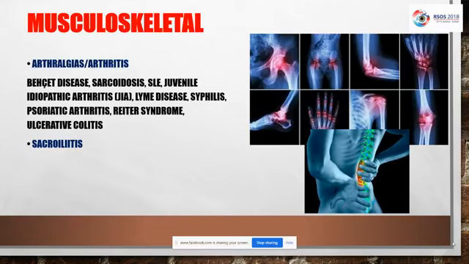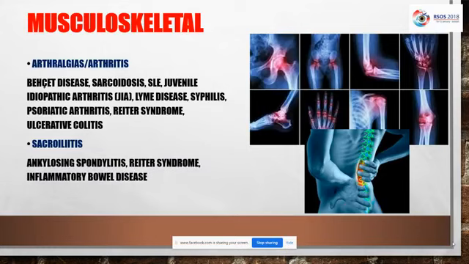In those patients with history of sacroiliitis, with stiffness in the lower back and lower back pain, or difficulty awakening in the morning because of the lower back pain, you need to exclude HLA-B27 associated spondyloarthropathies, including ankylosing spondylitis, Reiter syndrome, and inflammatory bowel disease. Of course, the age of the patient is very important.